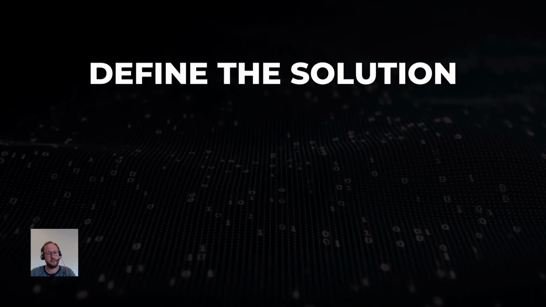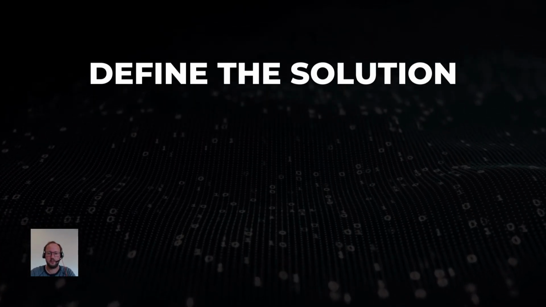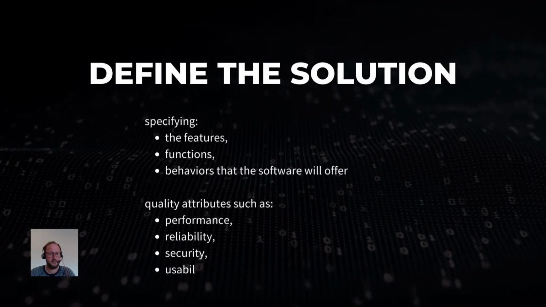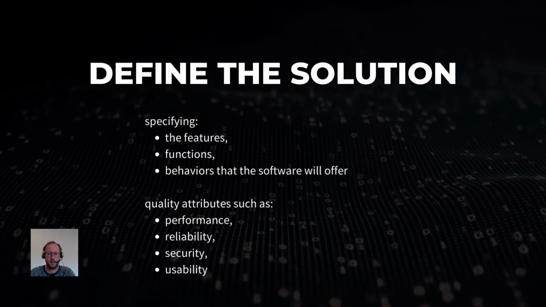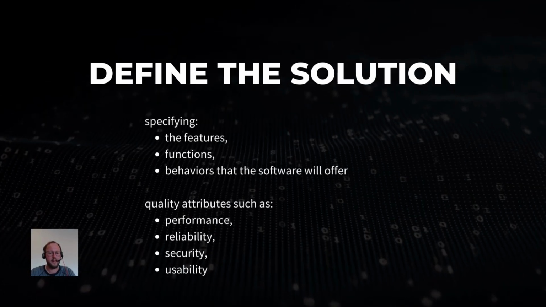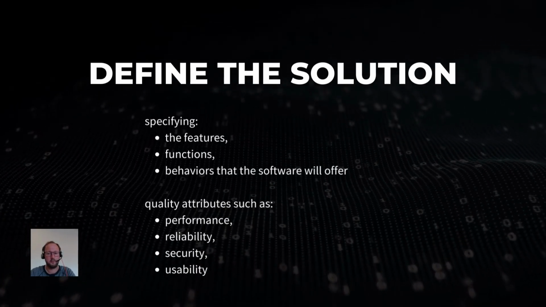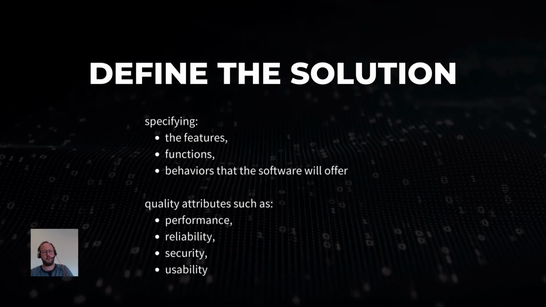Secondly, defining the solution to the problem. Once we have a clearer understanding of your problem, the next step is to define the solution. This means specifying things like features and functionalities, but also the behavior that the software is expected to offer. Looking at things like quality attributes such as performance, reliability, security, or usability that the software will meet are also aspects that we strongly focus on.